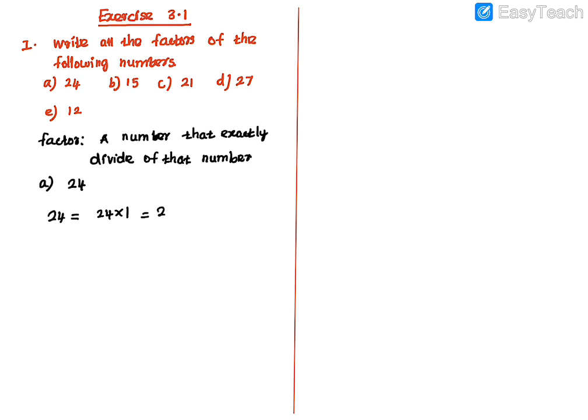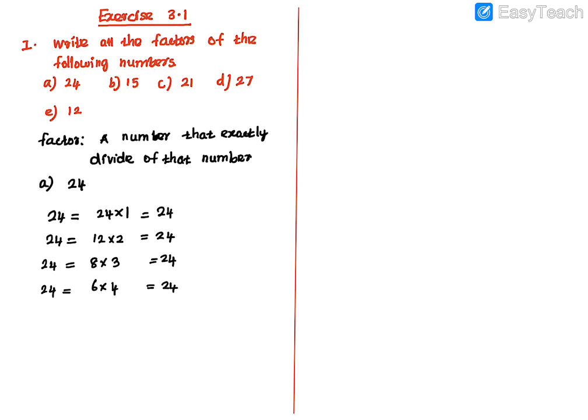Next, the second table. Just check it. How many 2s are 24? 12 twos are 24. That means the second table also comes. Then the third table: how many 3s are 24? 8 threes are 24. Then check the fourth table: how many 4s are 24? 6 fours are 24.